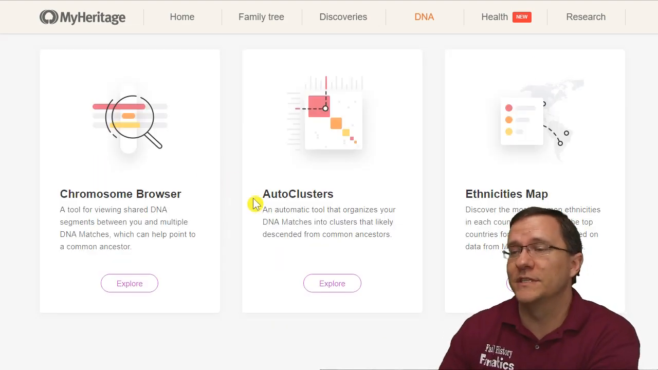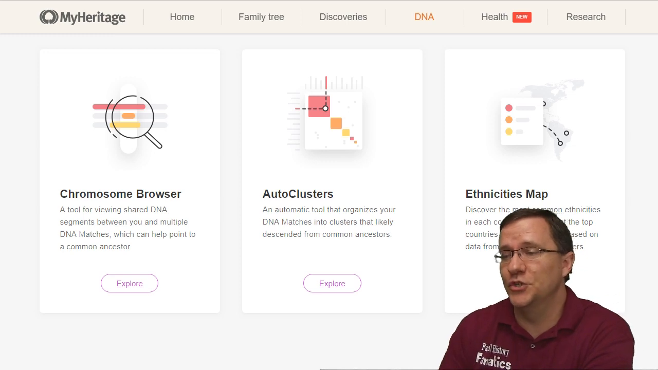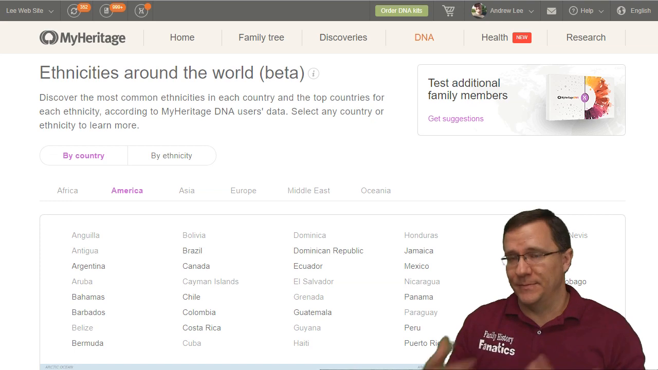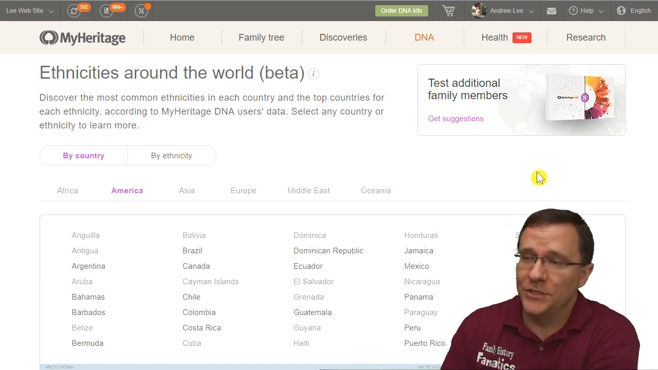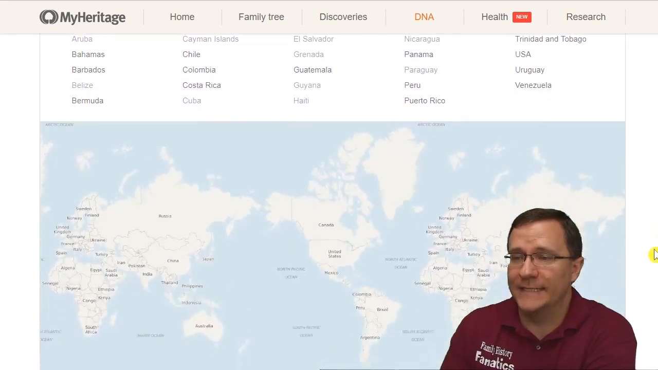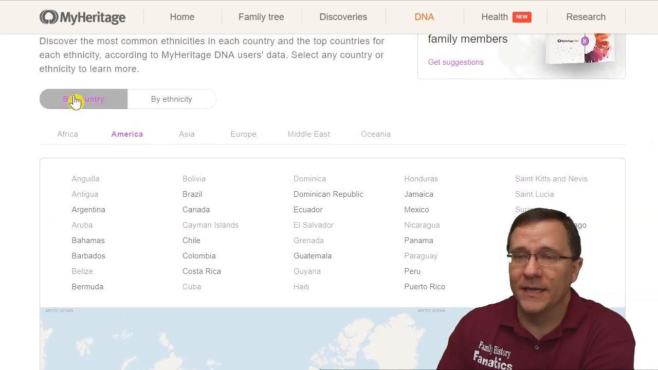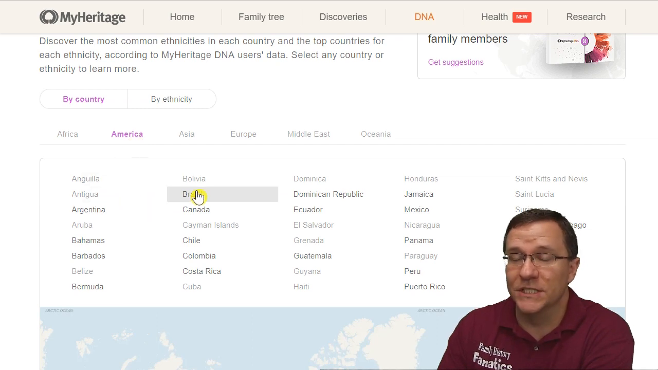Now the 3rd tool that's listed on here is the ethnicities map, and this is useful for helping you to understand what those ethnicity results might mean. So there's a couple of ways you can look at this map, and what it has is a map of the world, and the first way we can look at it is by country, and we're in the Americas right now. So let's say that I want to see Brazil.